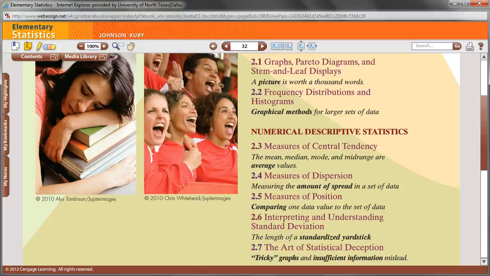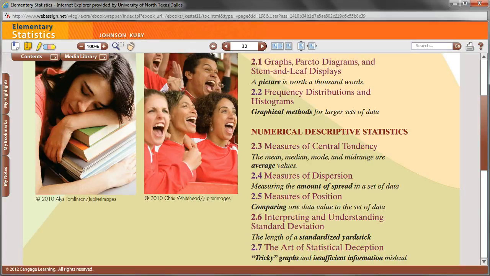Among 2.3 to 2.6, let's see. 2.3, measures of central tendency: mean and median are important. Mode and mid-range are not that important. 2.4, measures of dispersion. The most important there is standard deviation. The others, not very much.